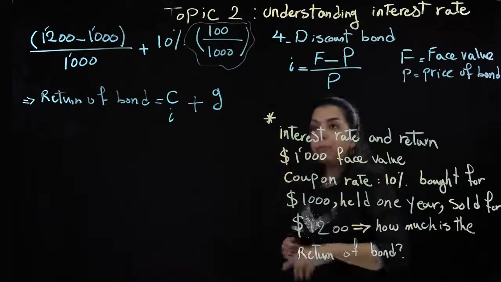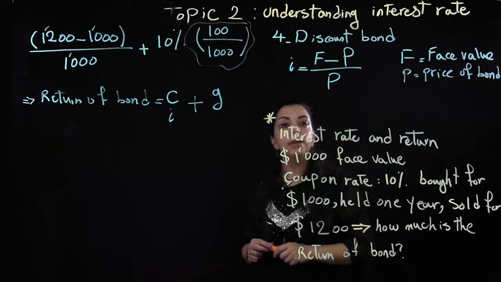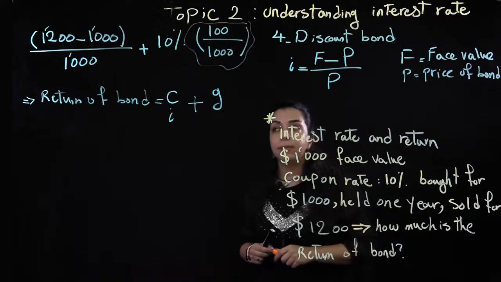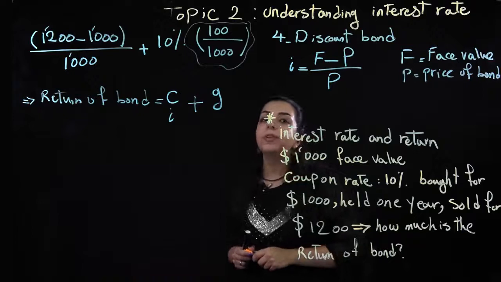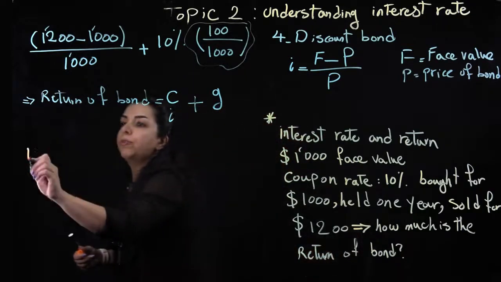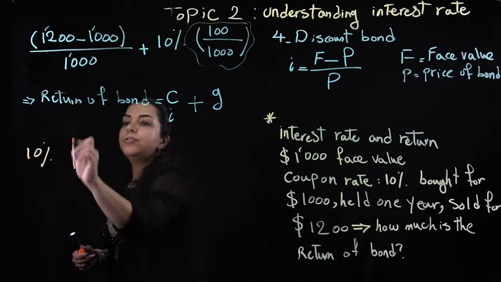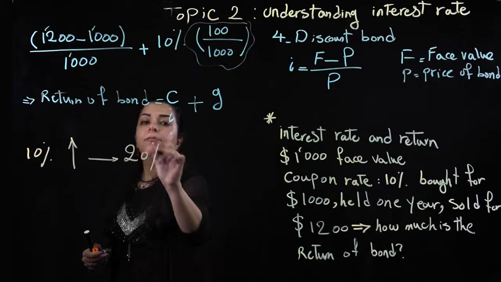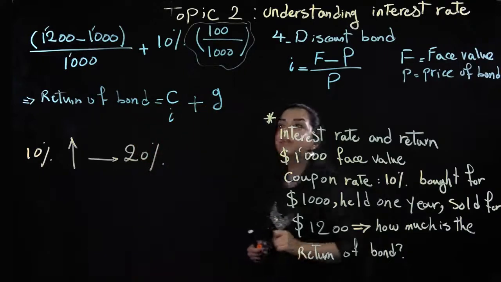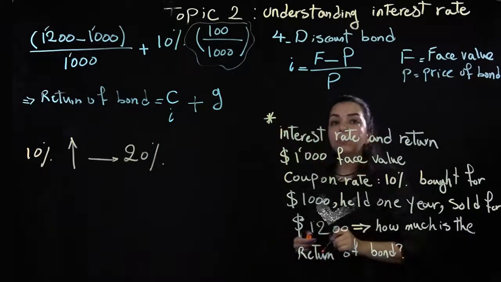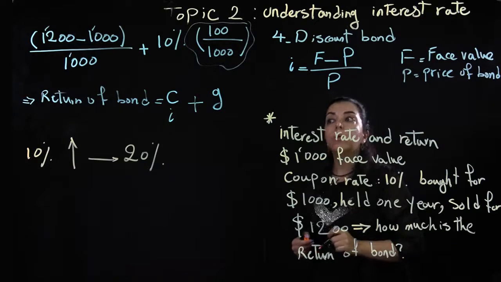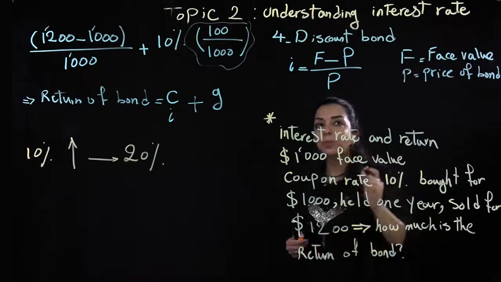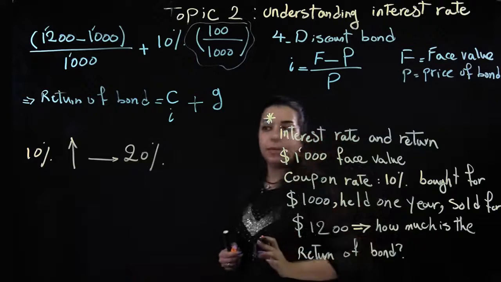Now let's get back to the question that in the beginning of this session we raised. If the interest rate in the market is increasing from 10% to 20%, what is happening to the return on the bond? Is the bondholder supposed to be happy, or is the bondholder in a great loss without noticing it?